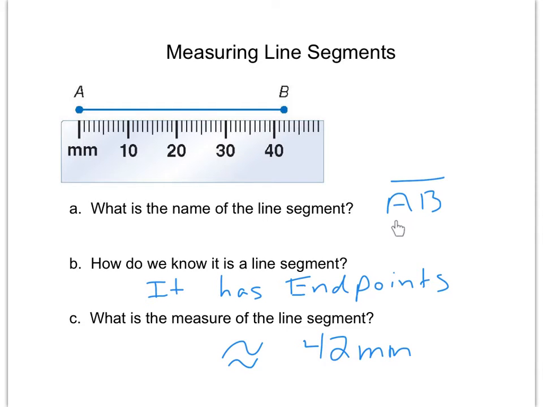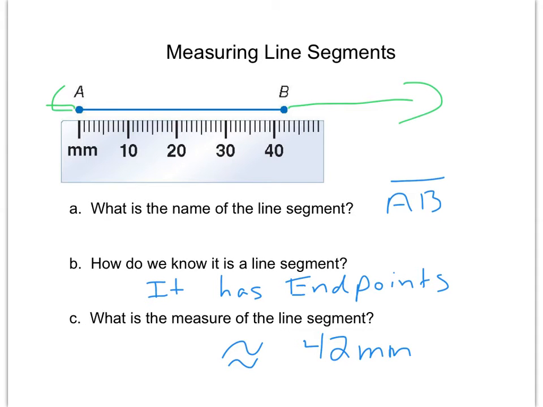What is the name of the line segment? Its name is segment AB, and we write that with the two endpoints, endpoint A and endpoint B, with this segment symbol up above. How do I know it's a line segment? Because it has endpoints. It doesn't go on forever. For example, if I extended this on the B side so it goes on forever to the right, now it would be a ray, a ray starting at A and going through B. If I extended it on the other side as well, now it's a line, so that would be line AB.